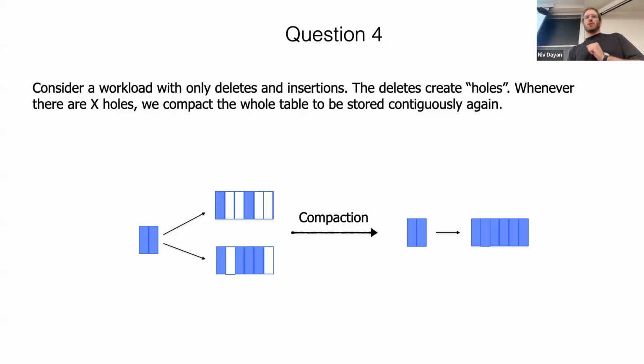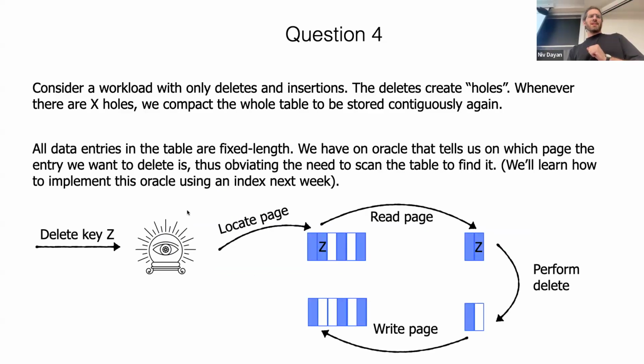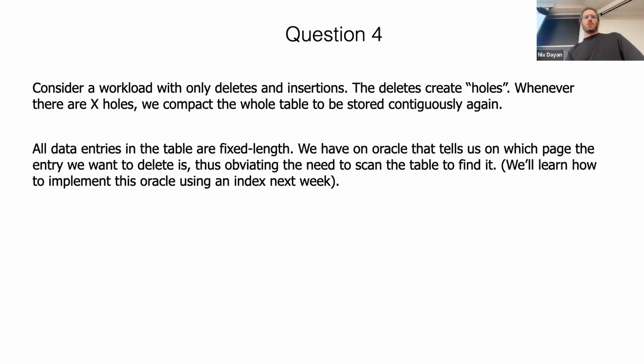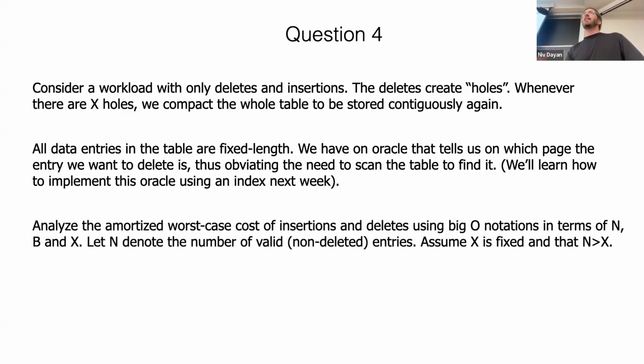Make sense? Okay. For simplicity, let's assume that in order to find the page that we want to delete, we have an oracle that tells us exactly where the page we want to delete is. So we don't actually need to scan the table to find the entry we want to delete. This is an unrealistic assumption, but let's just assume that we can do this for the sake of the question. Okay. So the question is, analyze the worst case amortized cost of insertions and deletes in terms of IO in the disk access model.